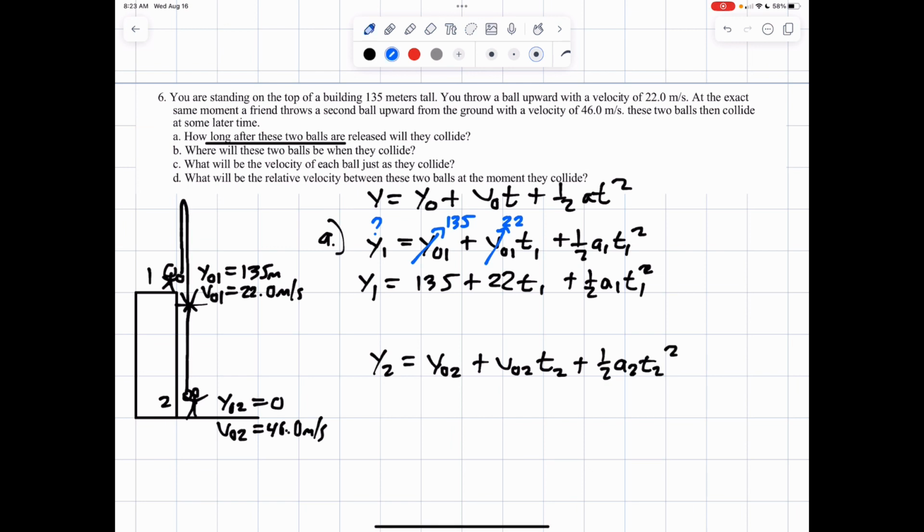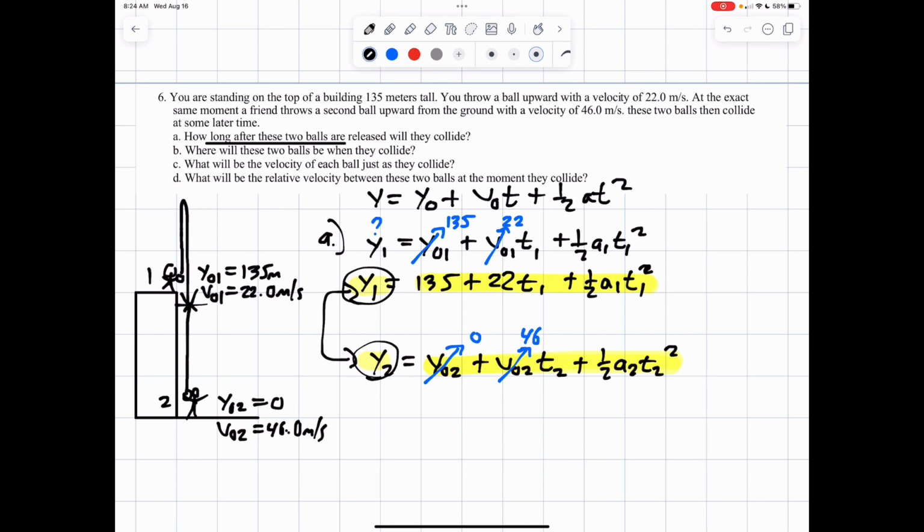Now if you look at this one, y naught 2 was 0, remember? And for v naught 2, we're going to substitute 46. Again, I don't know what y2 is. But here's what I do know. When the balls collide, this will be the same as this. Those numbers will be the same. And if they're the same, then I get to set these equations equal to each other. Remember, this is the transitive property of equality. If these y's are the same, then these two expressions are the same.